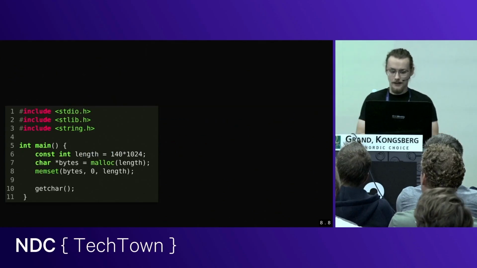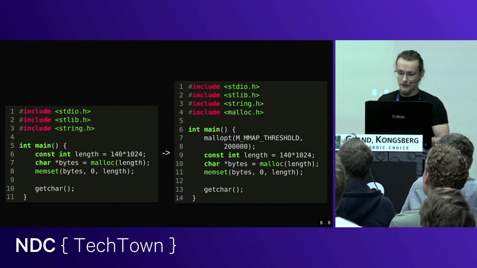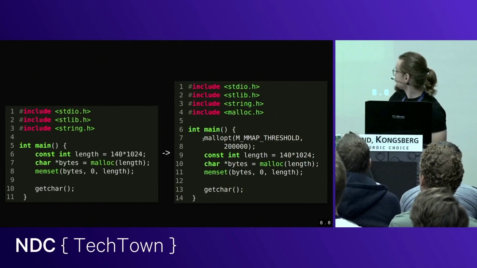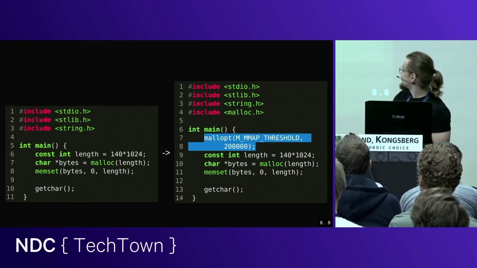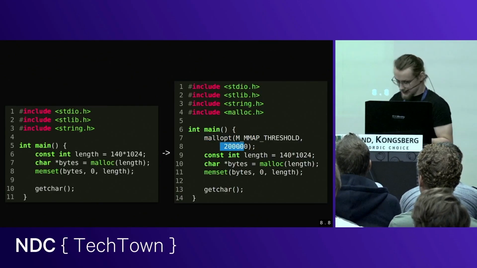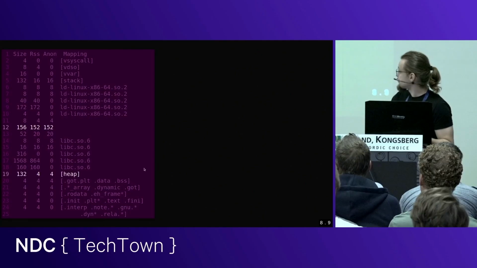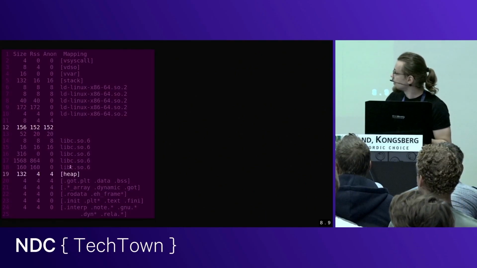So if I have this program and I modify it by adding this line, mallopt, raising the threshold to 200,000, and I'm still doing a 140 kilobyte allocation, I didn't change the rest of the program, then I can see that the output will also change.